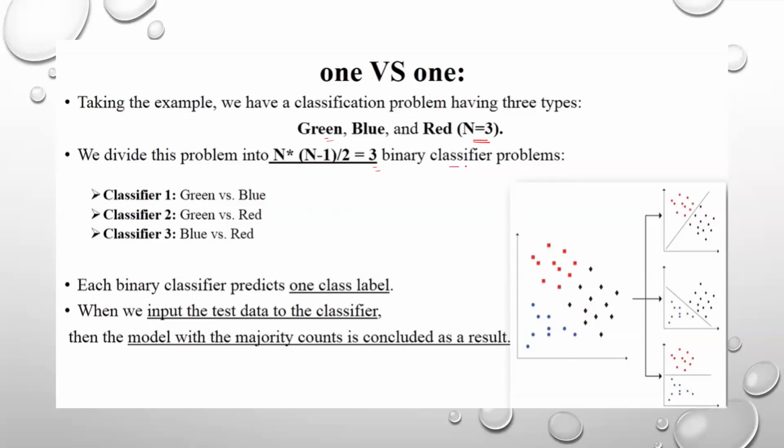So we require 3 binary classifiers. Even though it is multi-class, when we use 1 versus 1, with this calculation we are going to convert it into binary classifiers. So classifier 1 will be green versus blue, the second one is green versus red, and the third is blue versus red. Like this, we are going to construct the 3 classifiers. Each binary classifier predicts one class label. When we input the test data to the classifiers, the class which has the majority of counts will be concluded as the result.